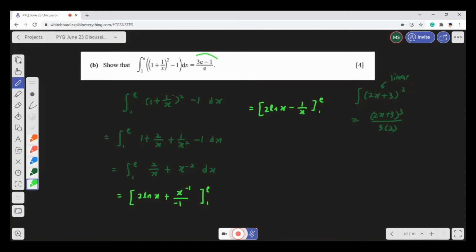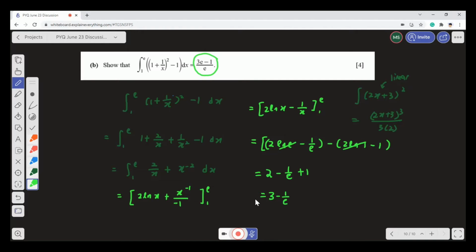Remember the question wants you to show this thing, so please don't use a calculator. 2 ln e minus 1 over e. I put in the e first. Minus 2 ln 1 minus 1. 2 ln 1 is 0, so basically this is gone. Ln e is 1. So 2 minus 1 over e plus minus 1. So I get 3 minus 1 over e.